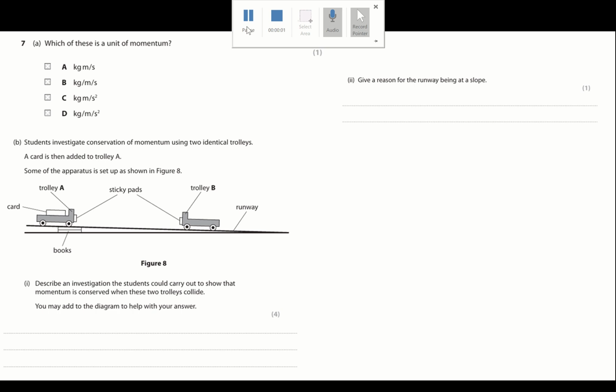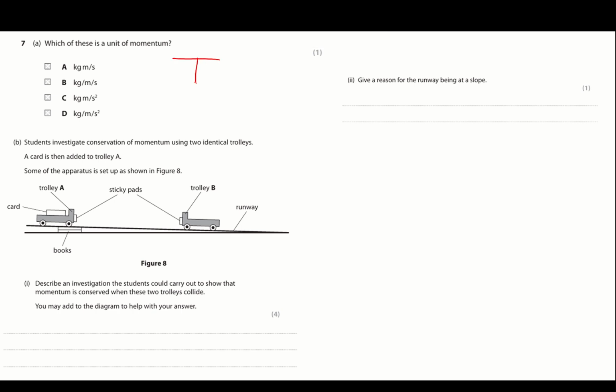Okay, question 7. We've got a question about momentum. So, get my formula. We know momentum equals mass times velocity. So that's kilograms multiplied by meters per second, because obviously we can just remove that multiply sign. So we're after kilogram meters per second, which is A.